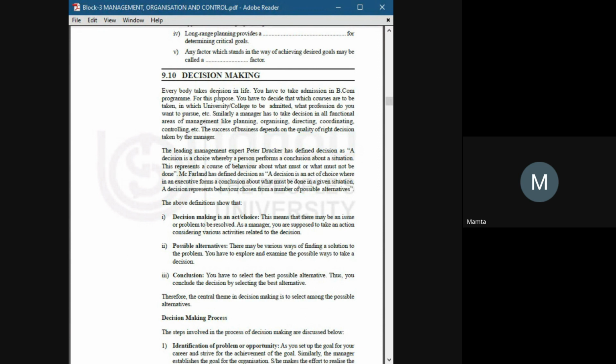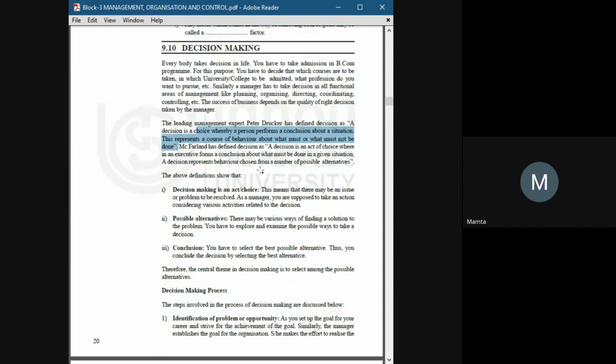A decision is a choice whereby a person forms a conclusion about a situation that represents a course of behavior about what must or must not be done. So this is what a decision is. A decision is an act of choice wherein an executive forms a conclusion about what must be done in a given situation. A decision represents behavior chosen from a number of possible alternatives.